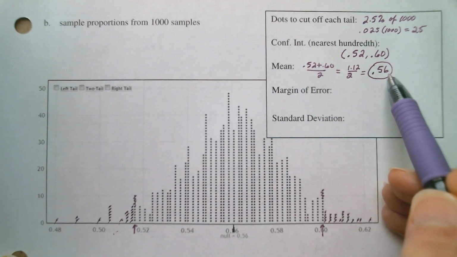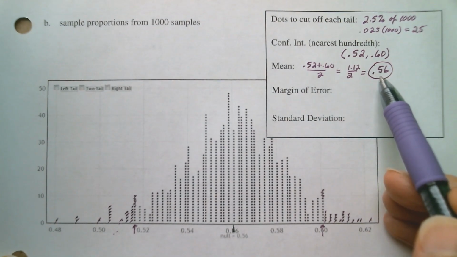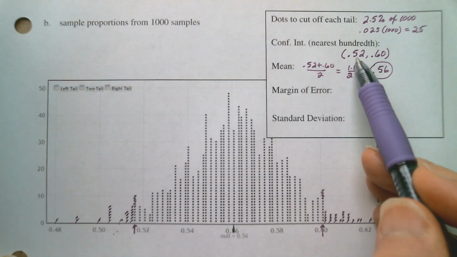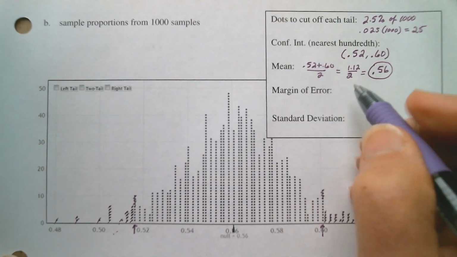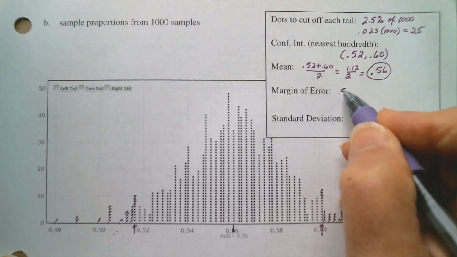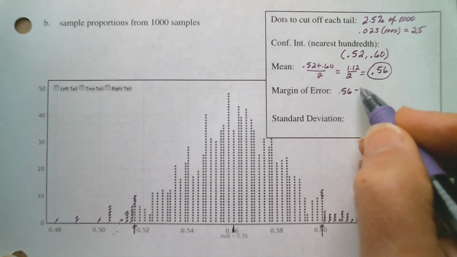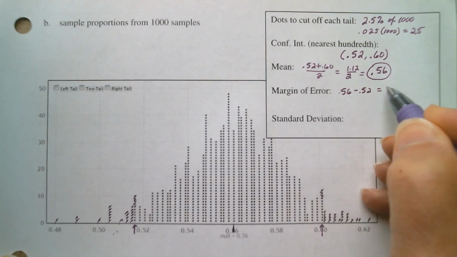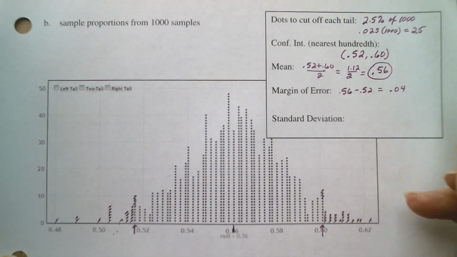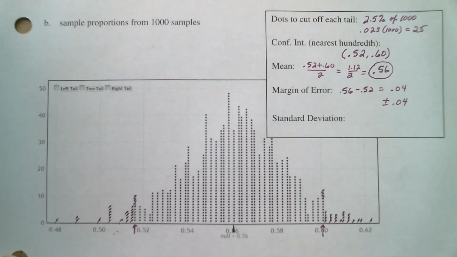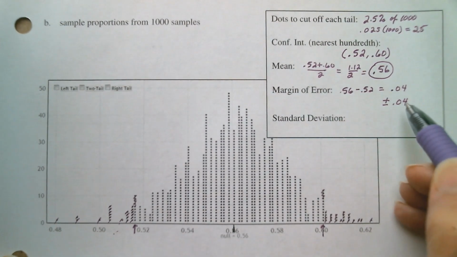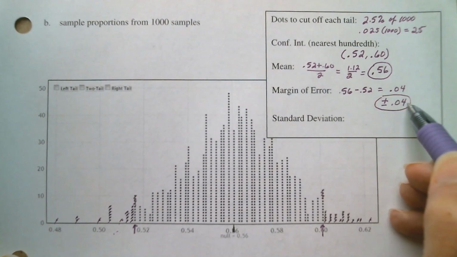The margin of error, 0.56 minus 0.52 is 0.04. So I'm going to say it's the mean minus the lower end of our confidence interval, 0.04, but let's not forget plus or minus. And the standard deviation is half the margin of error.